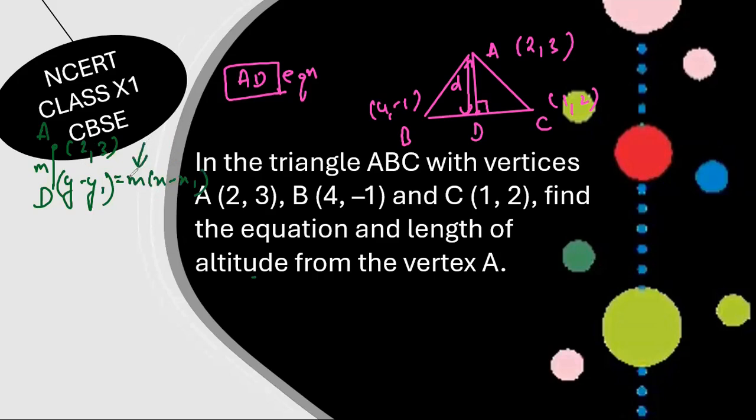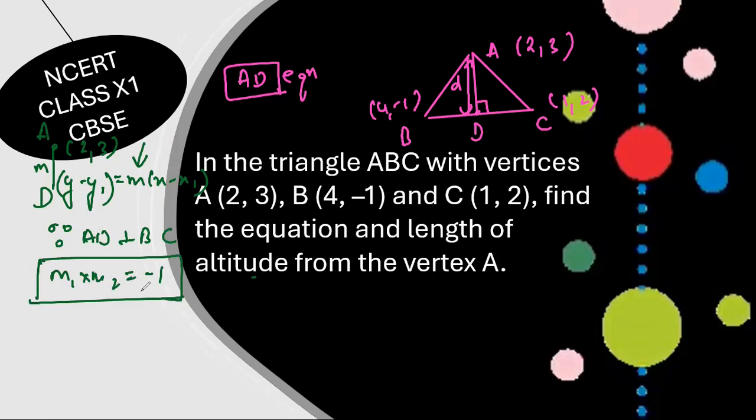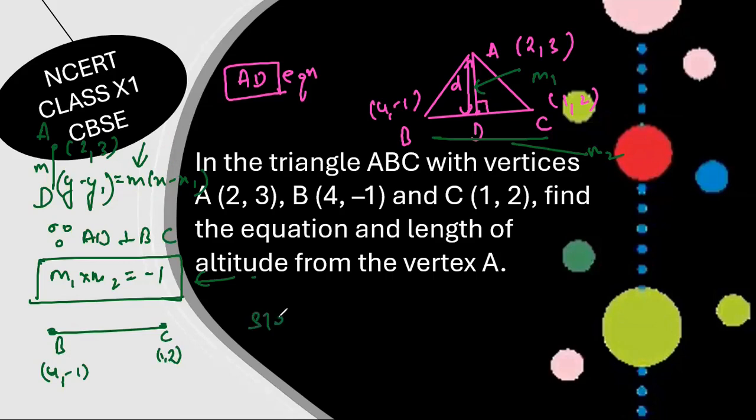So we can easily find the slope of line AD, because we know that AD is perpendicular to BC. When two lines are perpendicular, their slope product is equal to -1. If I find the slope of BC, then I can apply this formula and find the slope of AD, which I have taken as m1, correct? The slope of AD I have taken as m1, the slope of BC I have taken as m2. Now, for BC, we have the coordinates of both B and C, right? Which are (4, -1) and (1, 2). If we have the coordinates of the starting point and the ending point, we can easily find the slope of BC, which I have taken as m2.